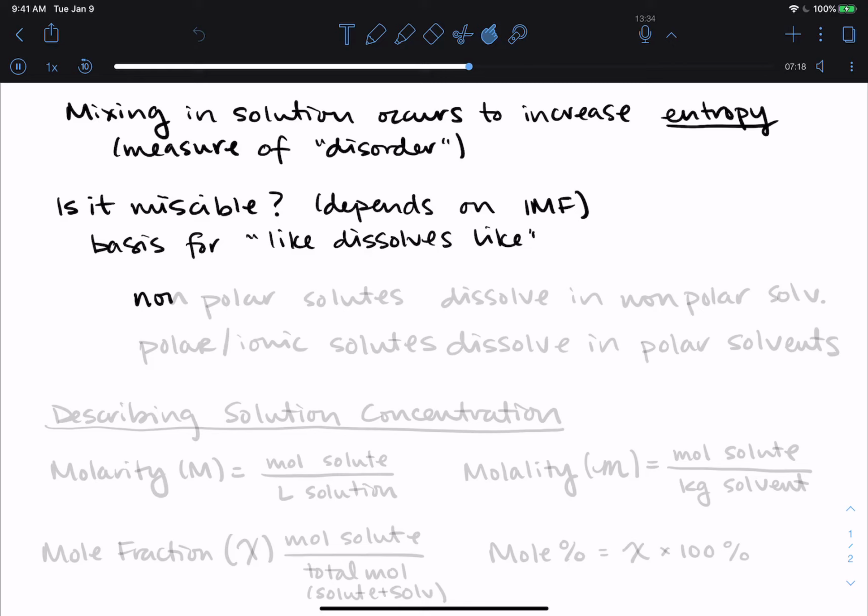So let's say nonpolar solutes dissolve in nonpolar solvents.